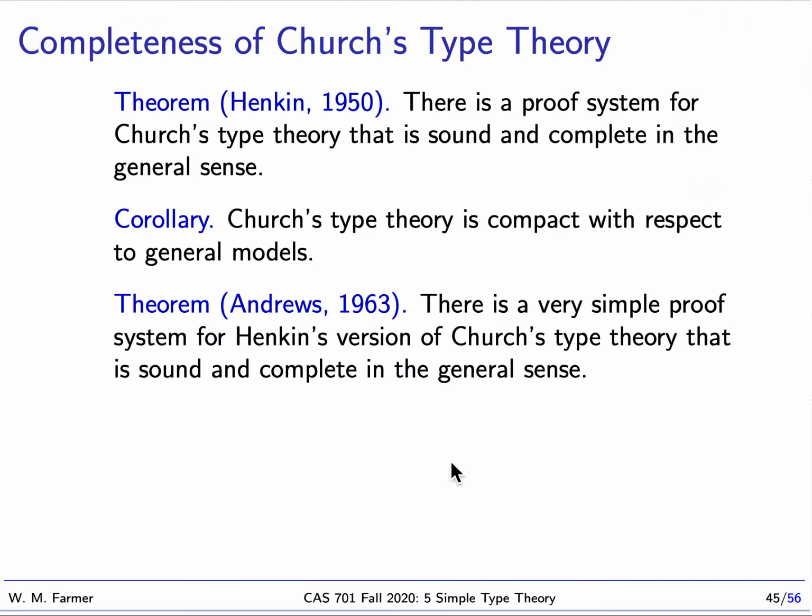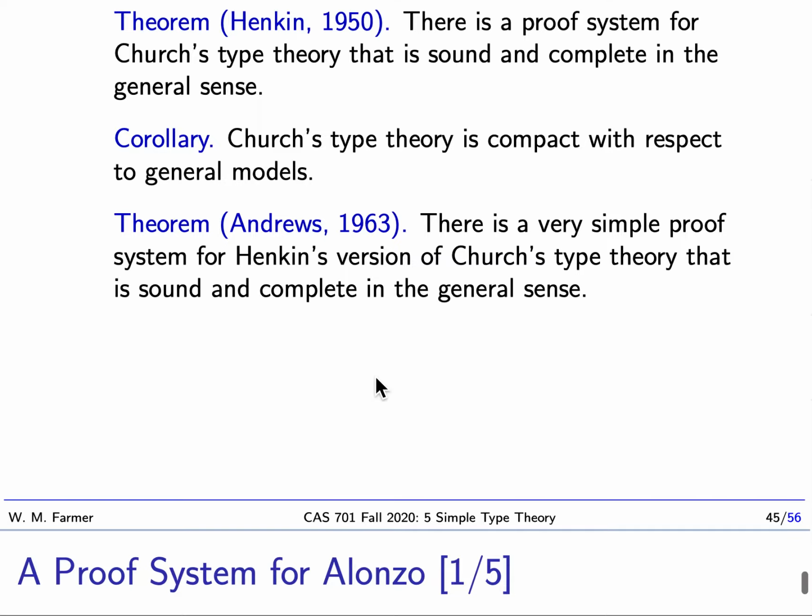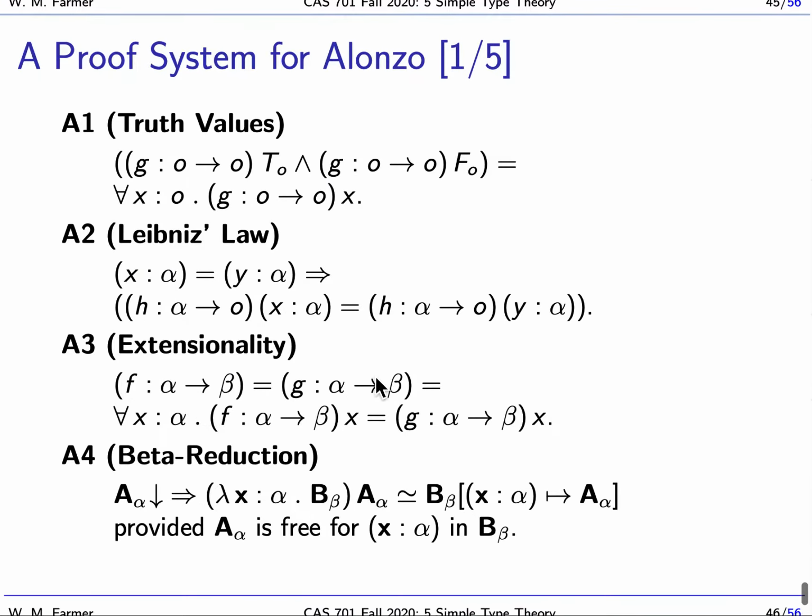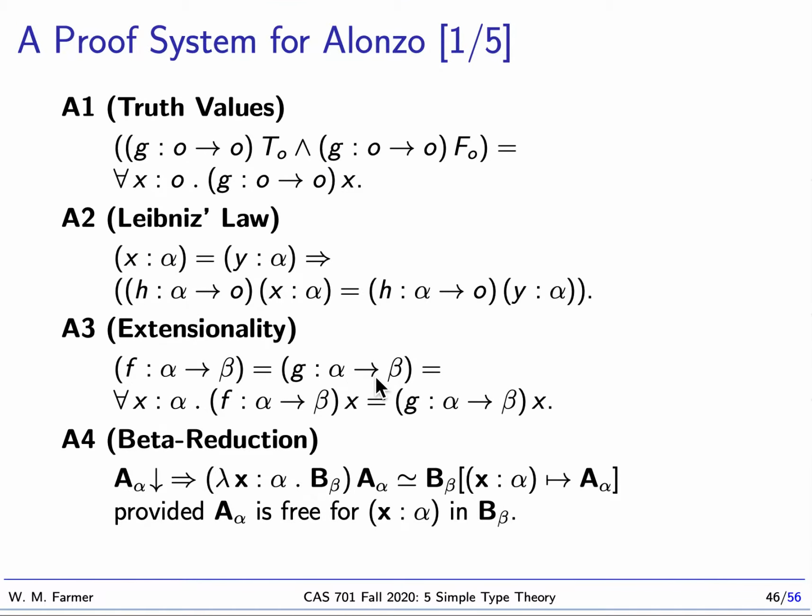It's the backbone of Alonzo. And Andrew's system is very simple. So what I'm going to do now is give a proof system for Alonzo, and it's going to be based on Andrew's system. The first 4 kinds of axioms are very similar to the axioms in Andrew's system. I'm not going to go into detail about what these say. I'm just going to give an overview of what they mean.